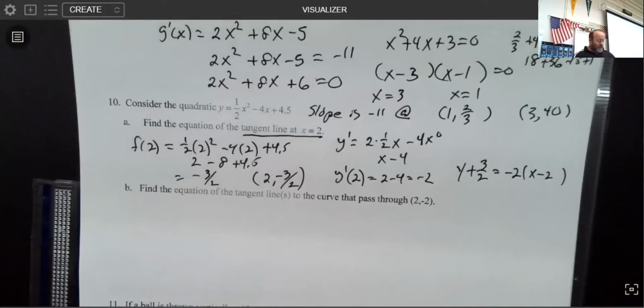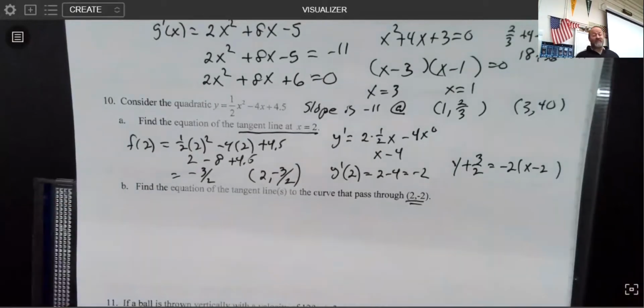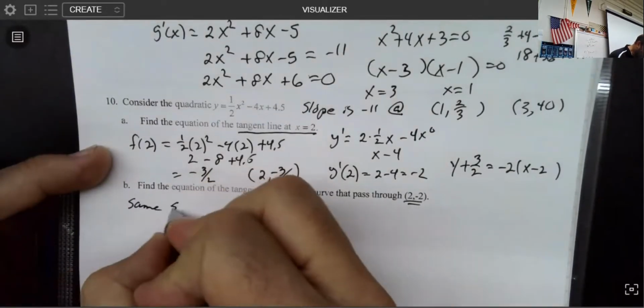So now let's go ahead and find the equation of the tangent line to the curve that passes through 2, -2. Now this is a little bit more of a robust question, because this point right here, what I'm telling you, is not on the curve. This makes it so much harder. So the first thing that we have to do is say that these lines have to have the same slope.